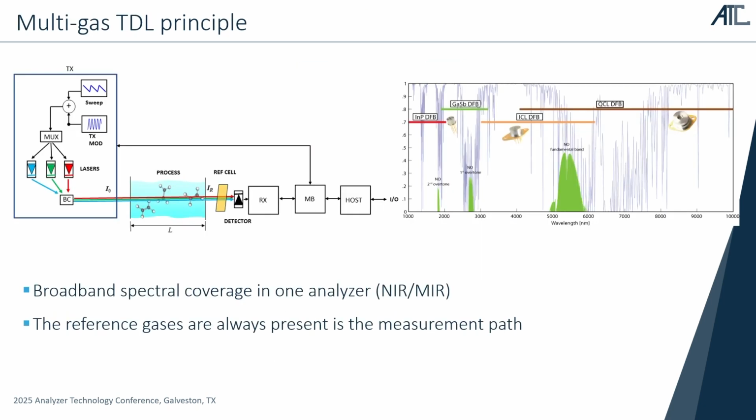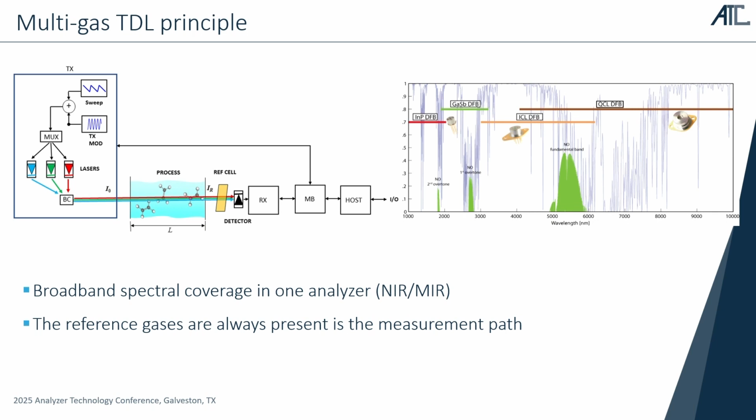Okay, so this one shows the schematics of how our analyzers work. So I showed it last year, so for other applications, but a brief summary. So this is a standard, say, tunable laser absorption analyzer. So you have a transmitter on one side of the process, and you have a receiver on the other side. And then you send a collimated laser light through the process, and based on the absorption signal, you are able to determine concentration of the gas.